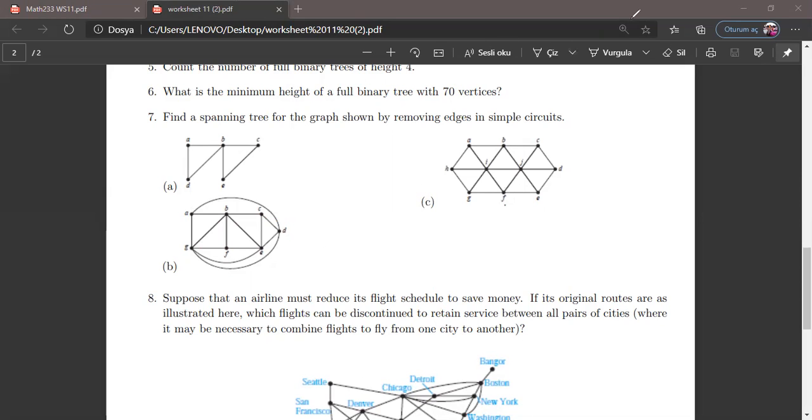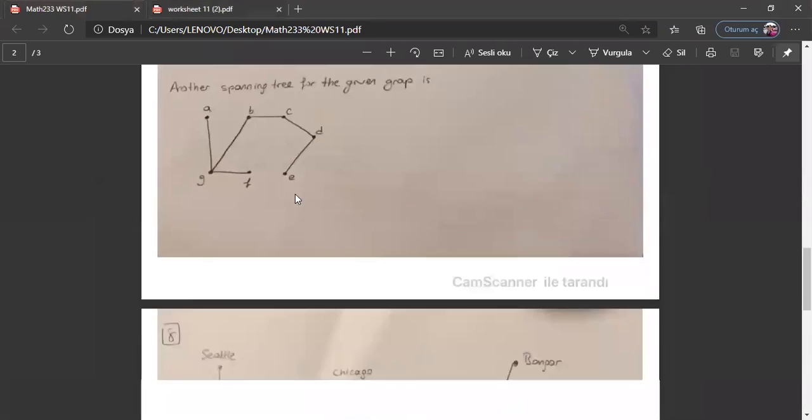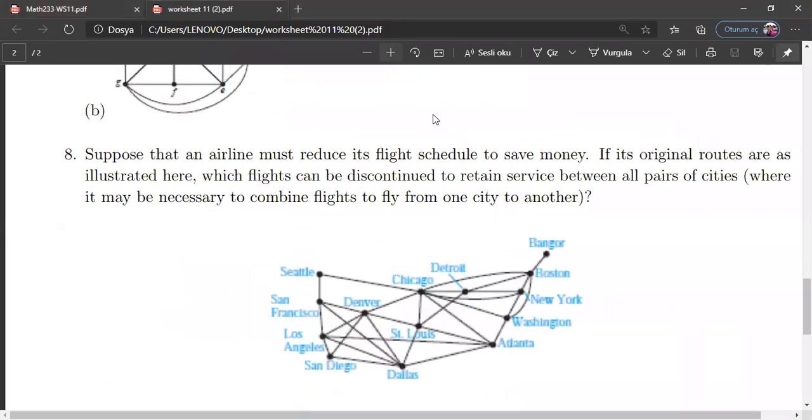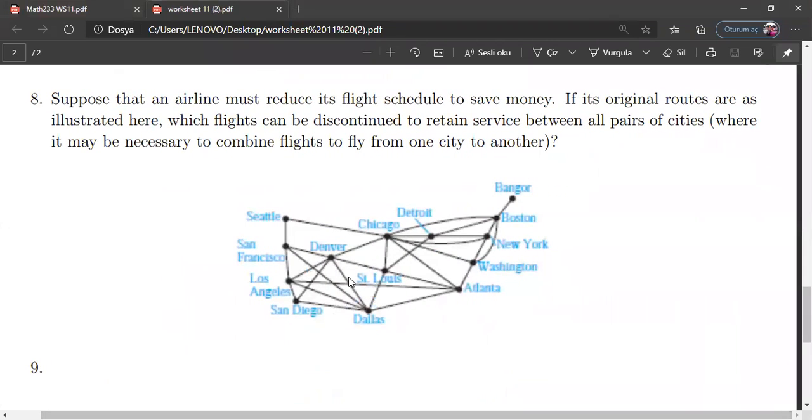Now let's find the last one. Here we have. So again, if you read the question, you will get that we need to find a subgraph of this graph. Sorry, not only a subgraph, but a spanning tree actually, because we want to reduce the flights. So, for example, we can do something like this.